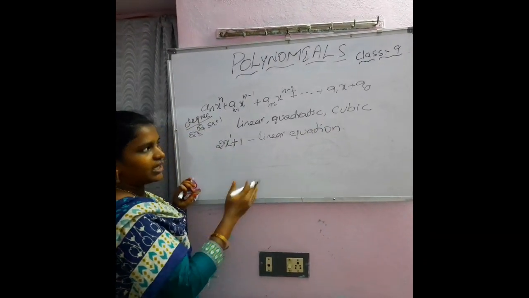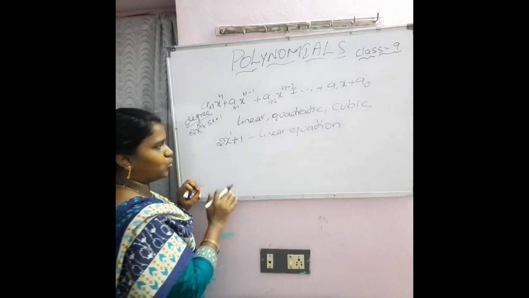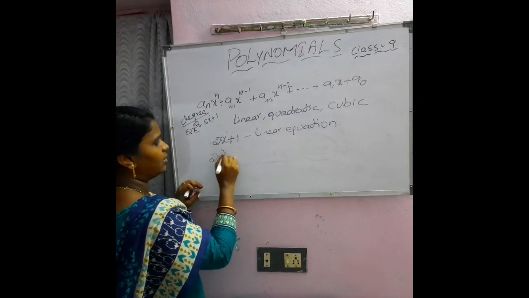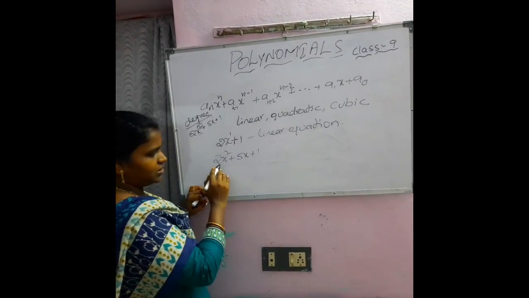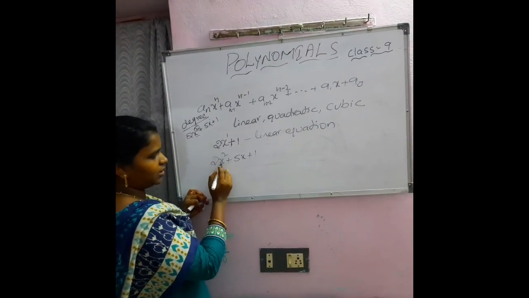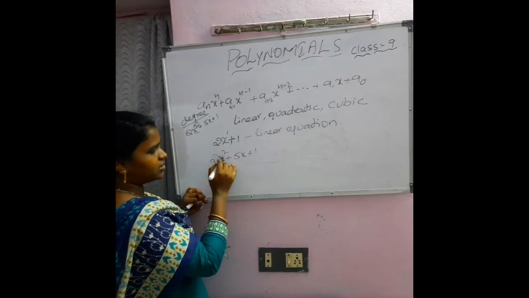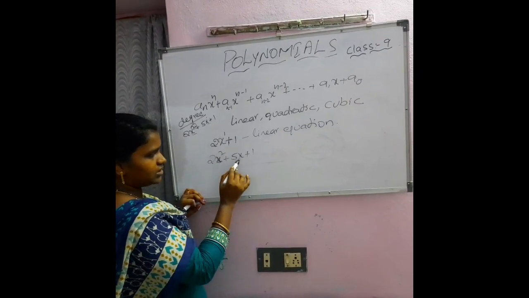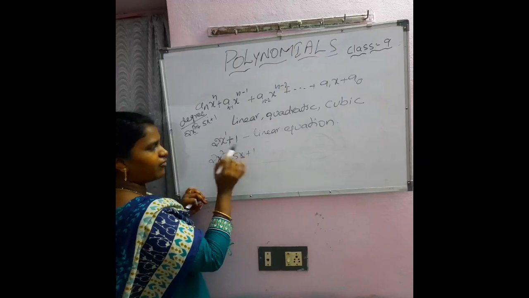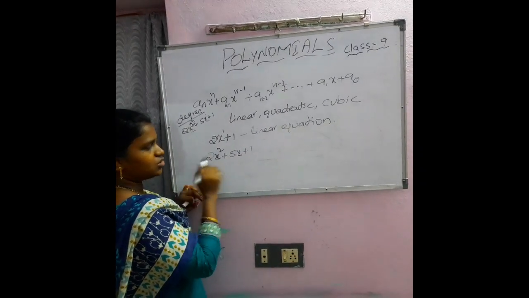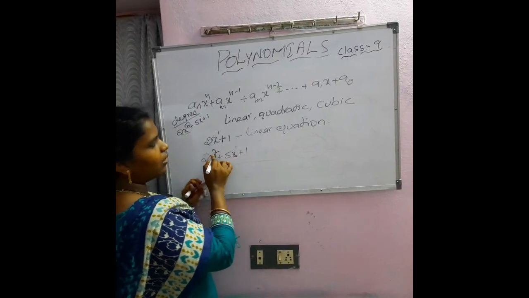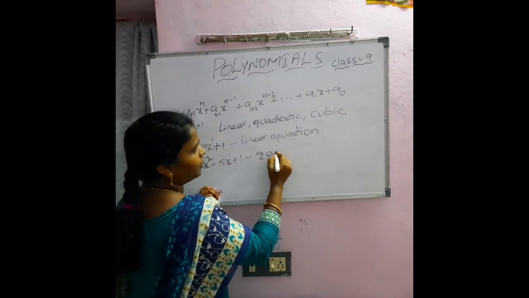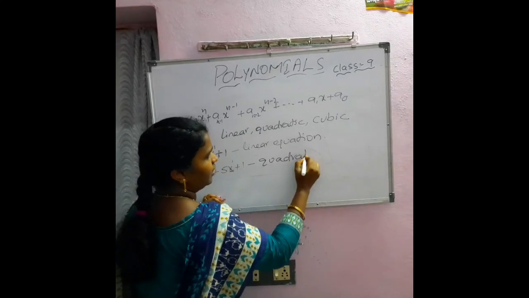And if the degree of the polynomial is 2, that is 2x square plus 5x plus 1, how are we considering the degree? We have to consider the power of the variable. Here, if we observe, it is 2 and it is 1. The highest power in this is 2, so it is called a quadratic equation.